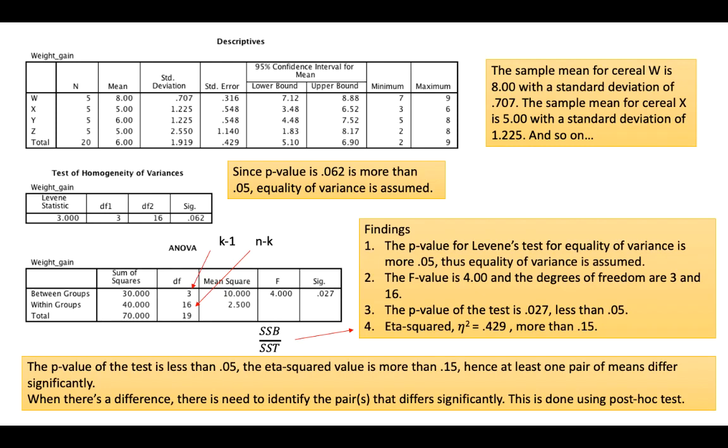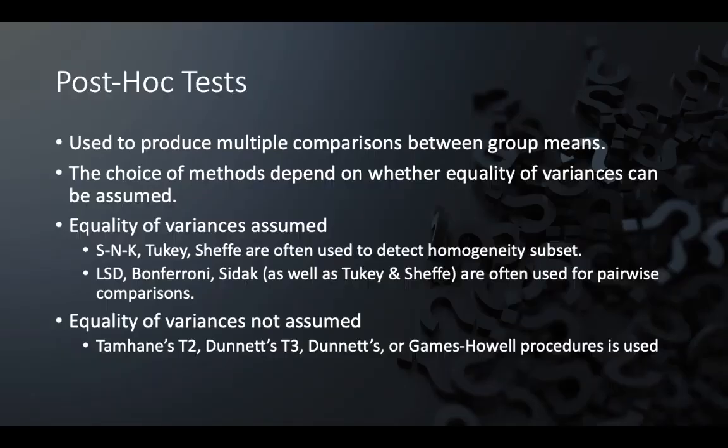So when there's a difference, there is a need to identify the pairs that differ significantly. This is done using the post hoc test. Okay, so the post hoc test is used to produce multiple comparisons between the group means. This is what we need to look at if we want to identify which pair differ significantly. The choice of methods depends on whether equality of variance can be assumed. When equality of variance is assumed, you can use all this, okay?